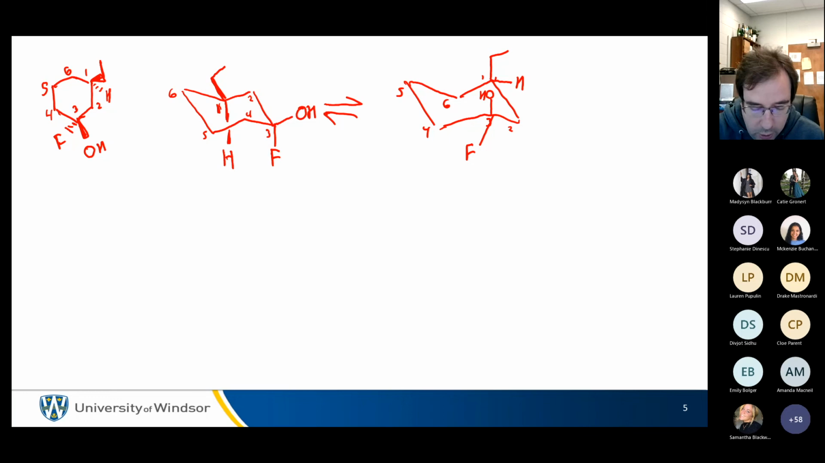So on your chair, if the OH is up, the ethyl group is up, and they should both be equatorial or both be axial. If you have one where your ethyl group is axial and your OH is equatorial, you've done it wrong. So these are the two chairs. And now the question is, which one of these is more stable?